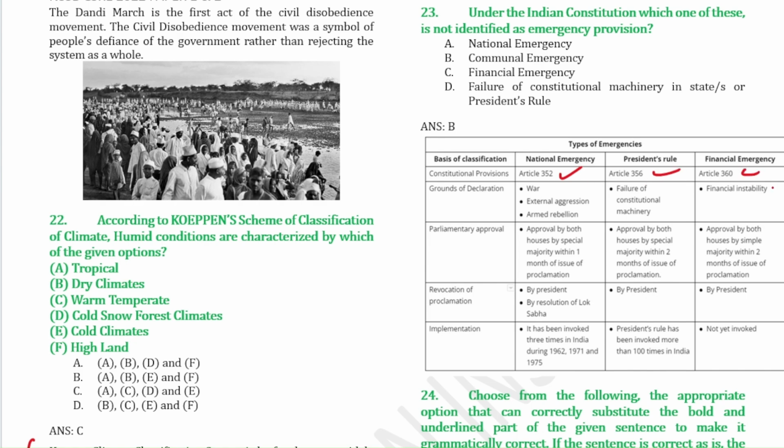In India, national emergency has been invoked 3 times. Till now, financial emergency has not been invoked in India. President's rule has been invoked many times. National emergency is declared during war, external aggression, and armed rebellion. President's rule is declared during failure of constitutional machinery, and financial emergency during financial instability.